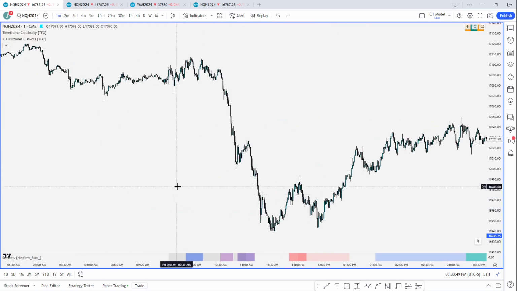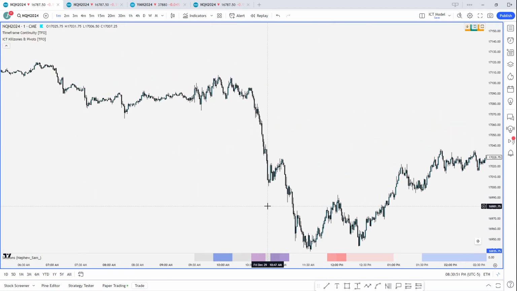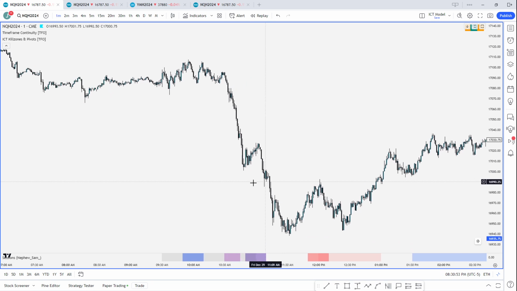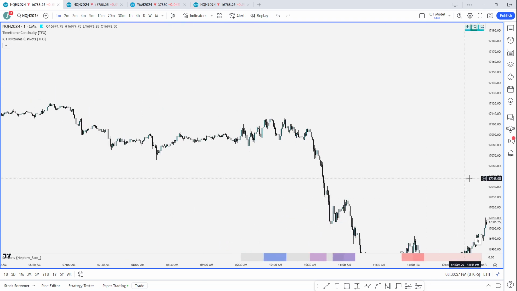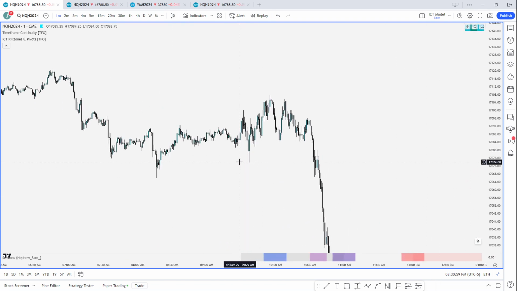You look at all these ranges, right? 10:30, 10:47 puts in a low there. You can use that as a target. Continuing. Here's another example. 9:30 open.